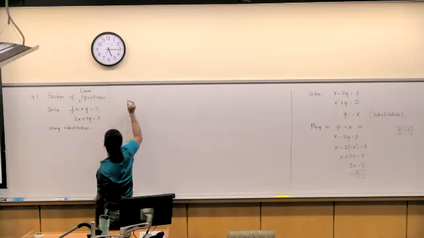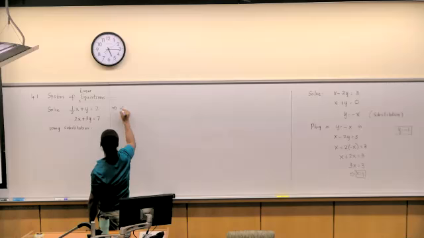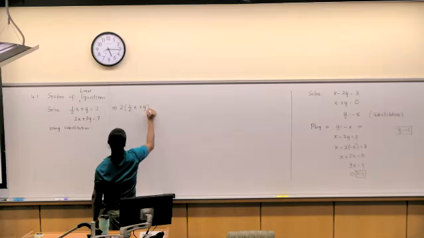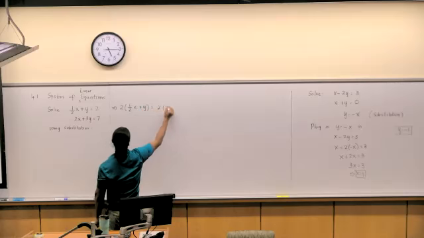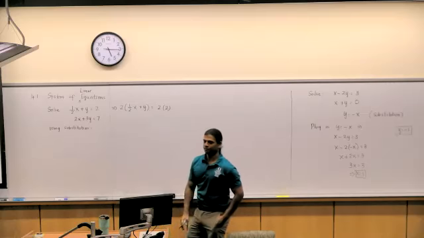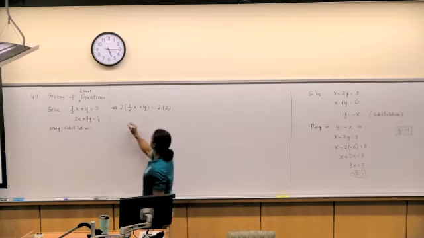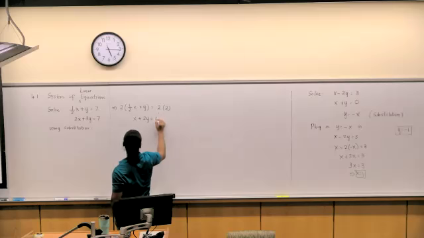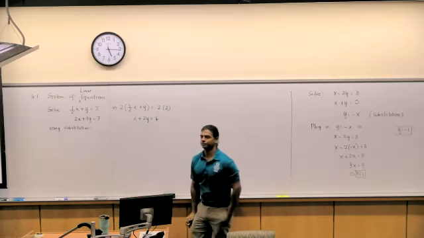Good. So 2 times 1/2 x plus y would be equal to 2 times 2. Correct? Distribute the 2 and the 2 will get cancelled. 2 times y is 2y, and 2 times 2 is 4. Good.